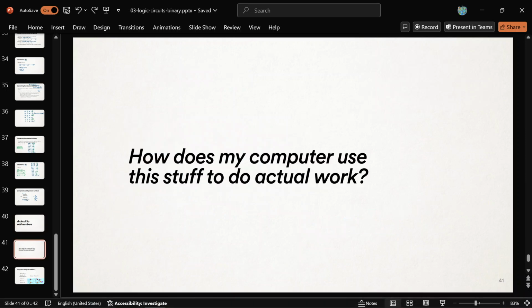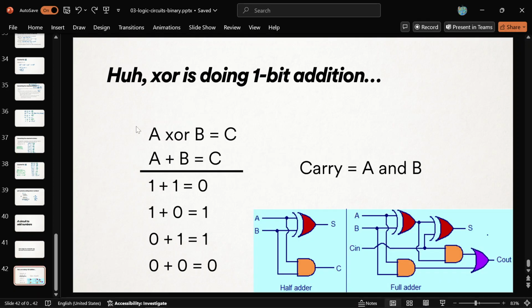So this will hopefully answer this question for you: how in the world is my computer doing any of this? Why am I learning this in this class right now? Why is binary important? Here's how. Here is a circuit that adds two bits together, and then you can chain it and add as many bits as you want together.